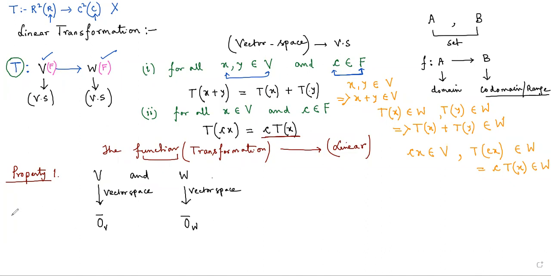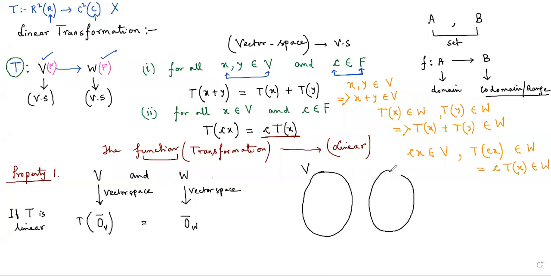Remember that if the transformation T is linear, then T of 0 V bar should be equal to 0 bar W. That means if we have the vector space V and the vector space W, and here we have the 0 V bar vector, and here we have the 0 W bar vector, the transformation T takes the zero vector of the domain to the zero vector of the codomain. It transforms this zero vector into that zero vector. Remember, this is a very important property.